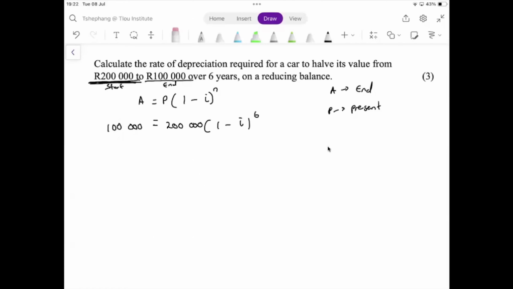Okay, moving on. Now what do we need to do? We simply need to divide so that we can solve for i. I'm going to divide both sides by 200,000. I'm going to have 1 over 2, which is equal to (1 minus i) to the power of 6. How do we get rid of that? We'll take the 6th root.